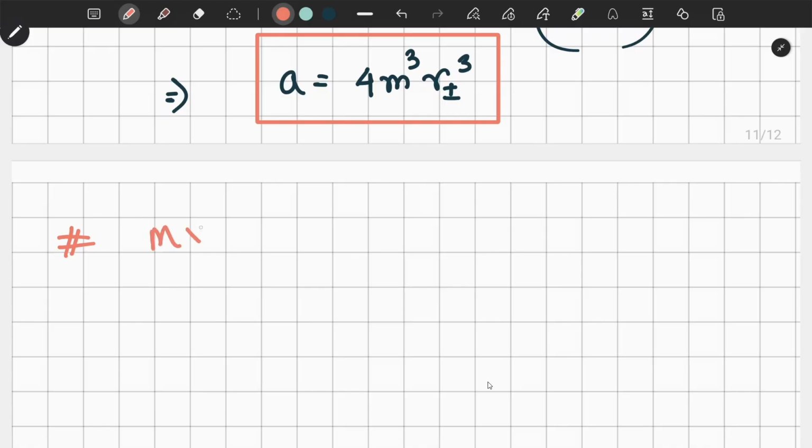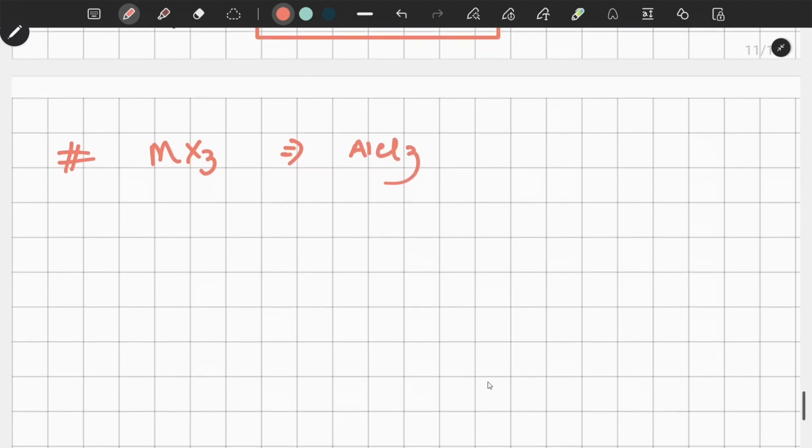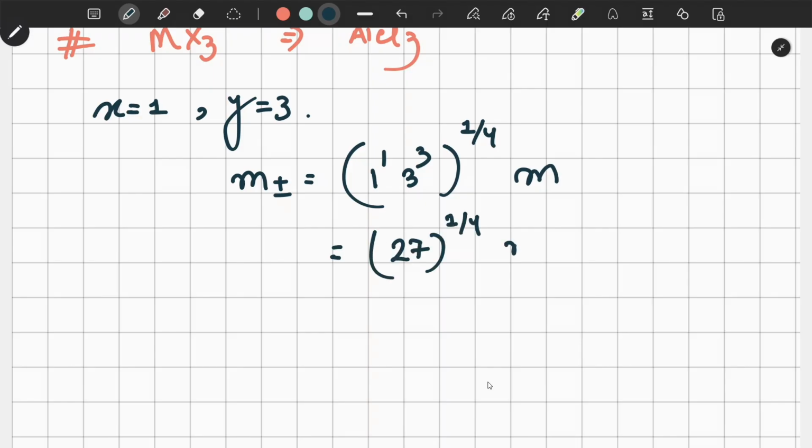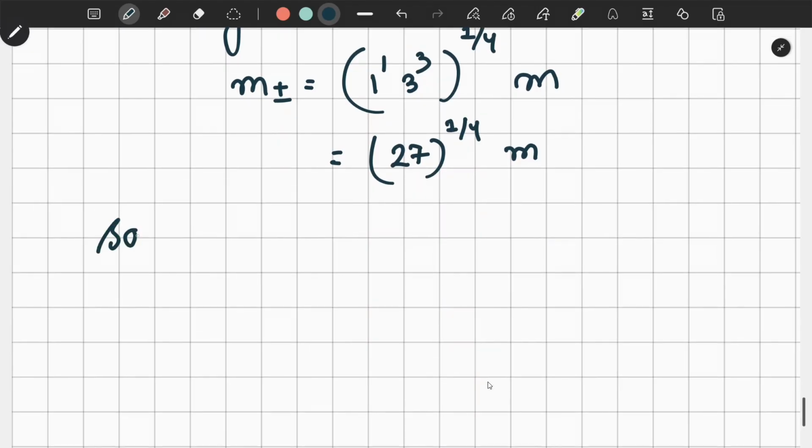Next is MX3. Example is LaCl3. There are other examples too, but just solve it. X is 1, y is 3. So 1, 3 to the power 3, whole to the power 1 by 4. That is 27 to the power 1 by 4, into m plus minus.